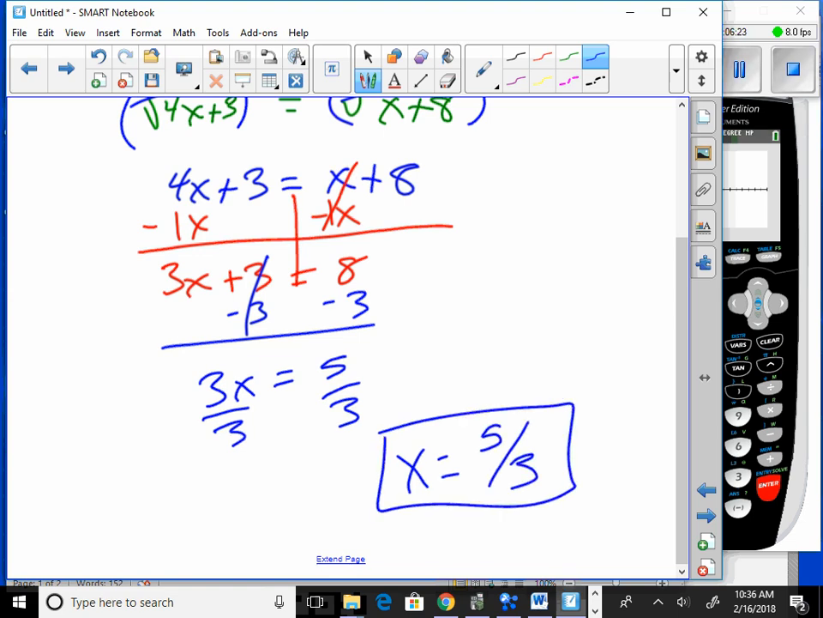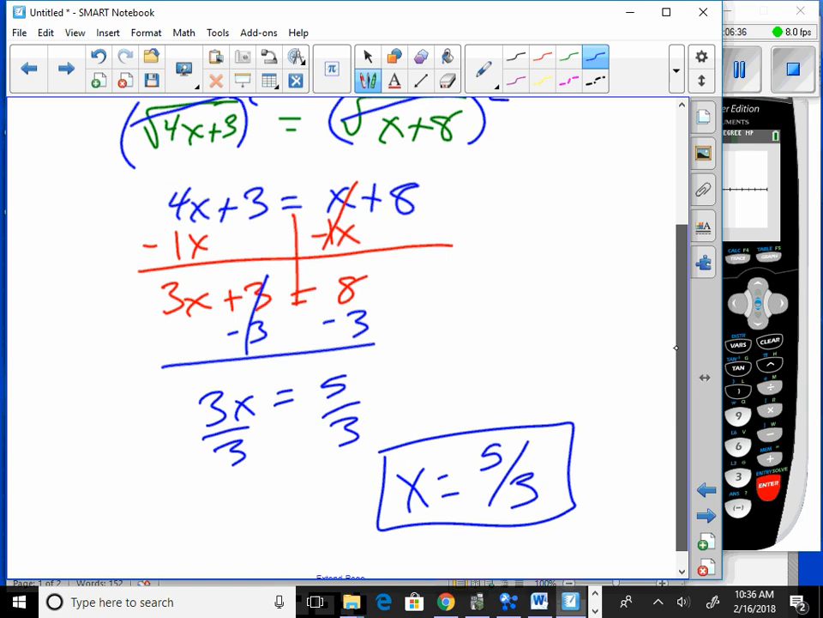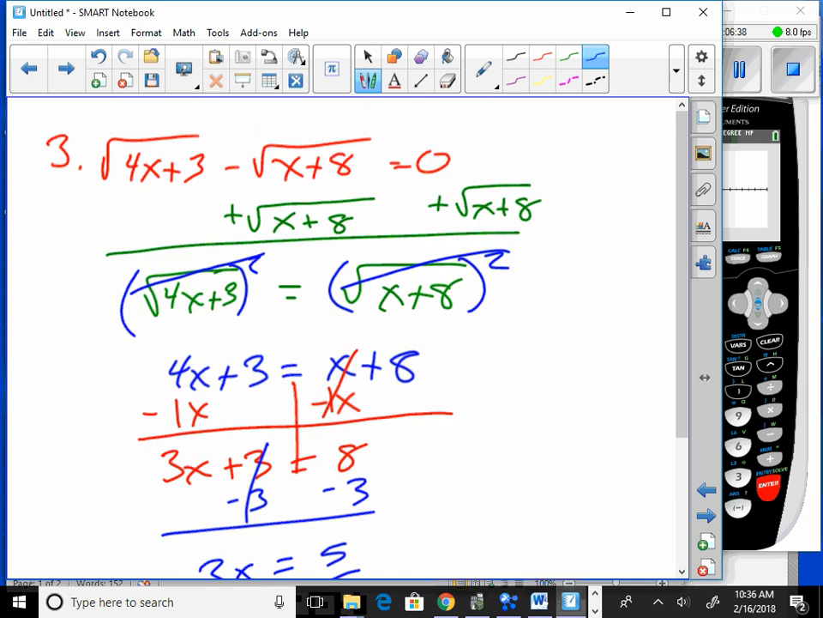Now, one thing to be careful of: when you square both sides of the equation, you do have the potential to introduce what are called extraneous solutions. Those are false solutions. So we really should take our answer, plug it back into the original, and make sure our answer really comes out as 0. If it doesn't, then the answer we got is a false solution, and we have to cross it out, and we would have no solution.